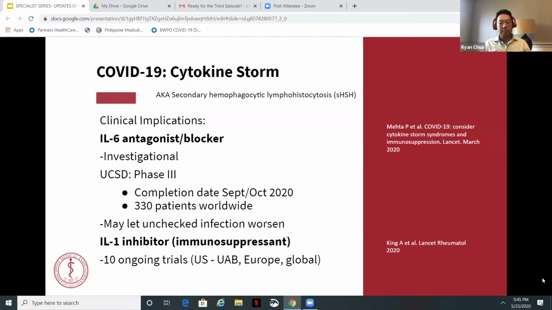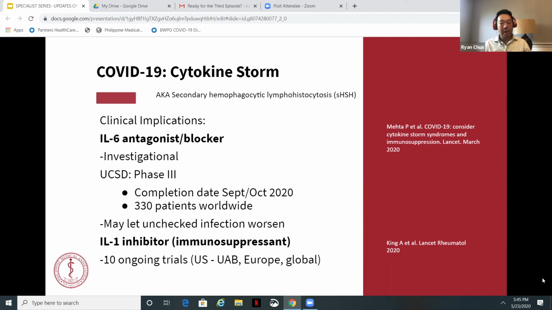Next slide, please. So the clinical implication of this is there are available medications already out there to provide these patients. The downside is they're all investigational. There's nothing that's currently FDA approved for cytokine storm due to corona. So there's currently a UCSD phase 3 trial, which is expected to complete in October or September, using Actemra to treat patients with cytokine storms.